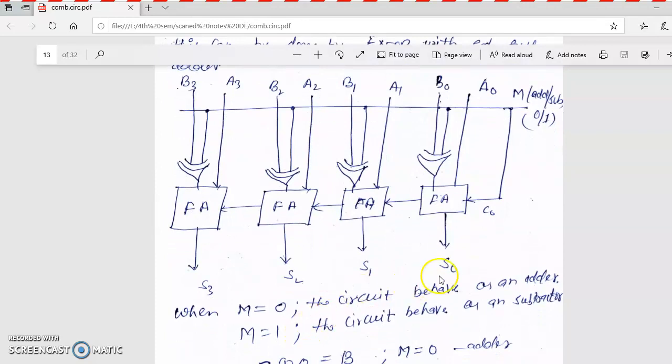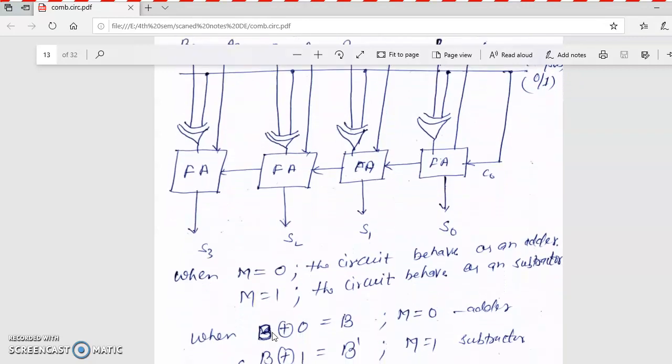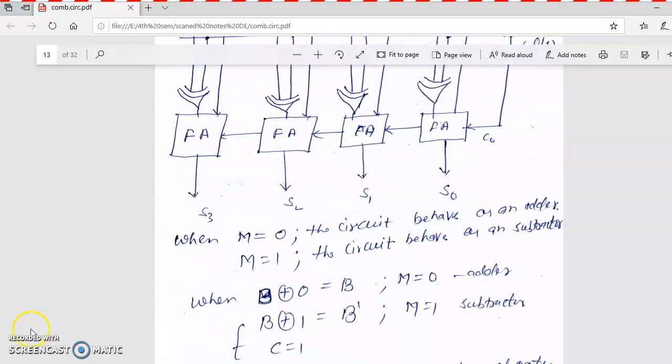When M equals 0, the circuit behaves as an adder. If M equals 0, then it is used as an adder, and when M equals 1, the circuit behaves as a subtractor. When B is XORed with 0, B remains unchanged. Okay, M equal to 0.